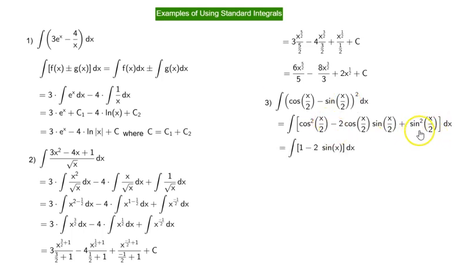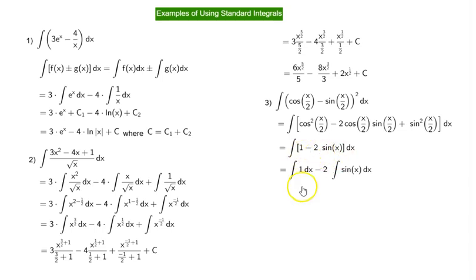This cos square x by 2 plus sin square x by 2 is 1. So 1 minus 2 times sin x by 2 times cos x by 2. That is equal to 2 times sin x dx. That is actually 2 times sine 2x by 2. So 2 cancels out and we are left with 2 times sine x.